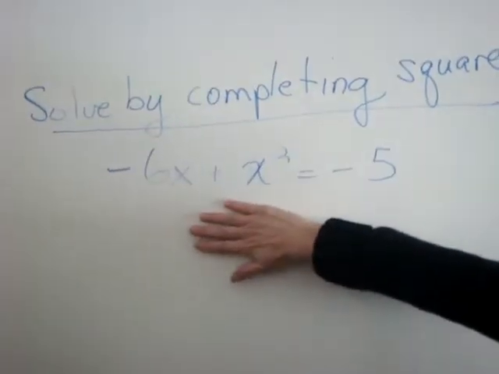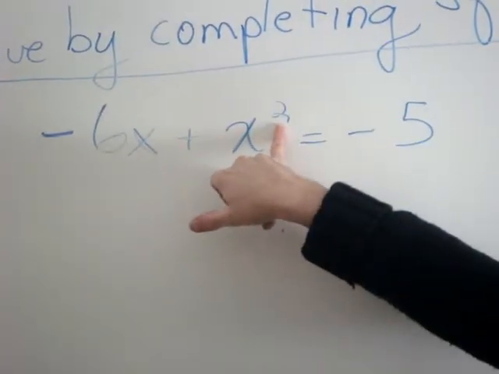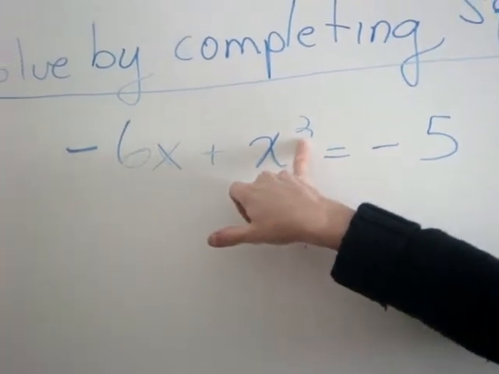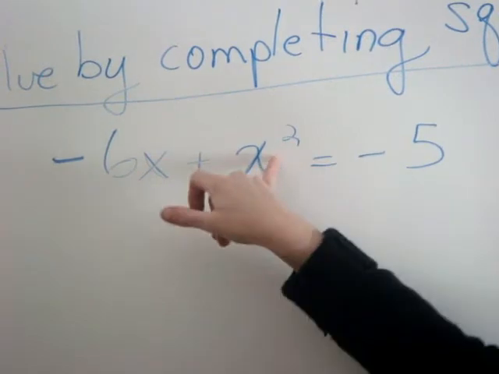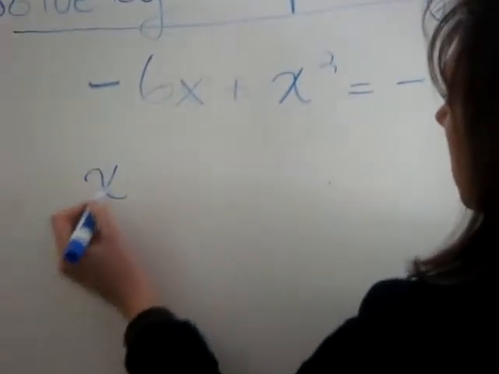Okay, look at this one. Completing the square, you know it's quadratic. That means you're going to get 2 answers. Most of you didn't get 2 answers. I'm not sure if anyone did actually. And it's in the wrong order. The x squared term needs to come first. So we're going to rearrange it.